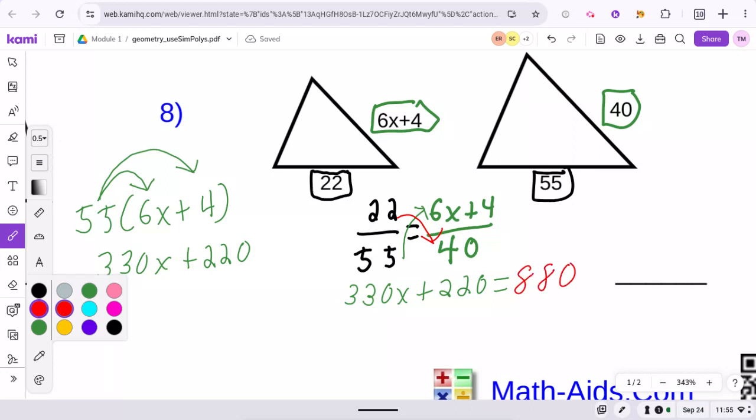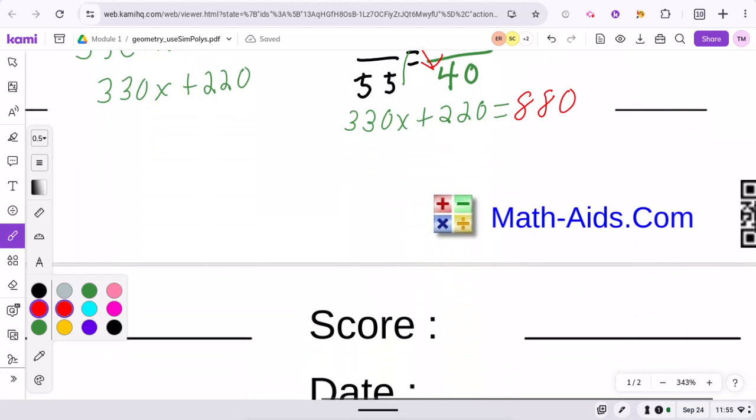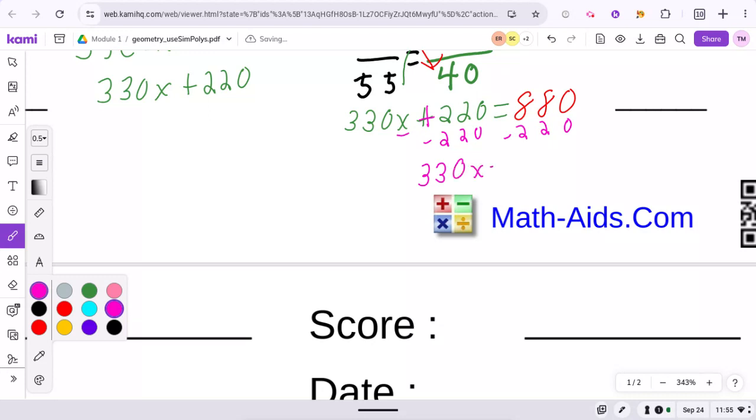Now we have a two-step equation. Remember, you want to isolate the variable. You want to get the x all by itself. So you have a positive 220, so I would subtract 220 on both sides of the equation. So I'll be left over here with 330x equaling 880 minus 220, which would give me 660.